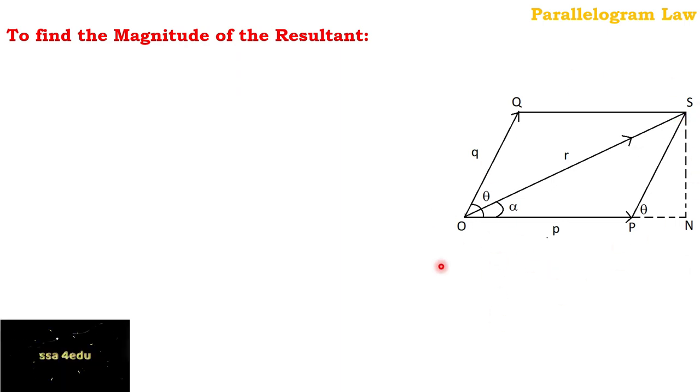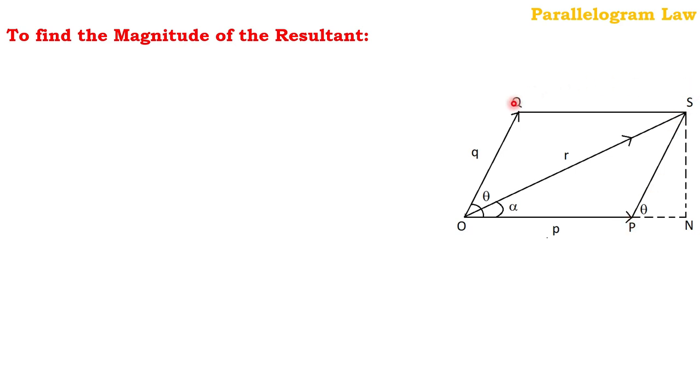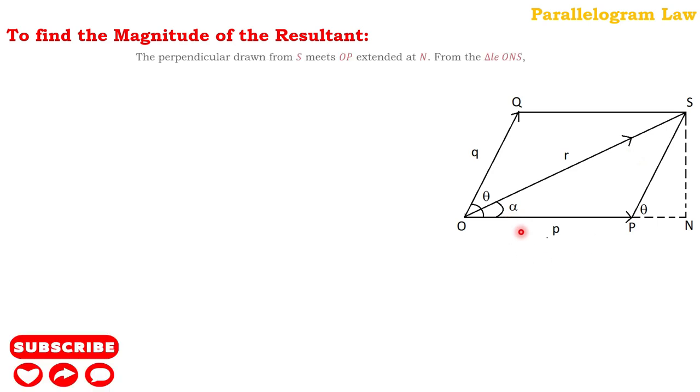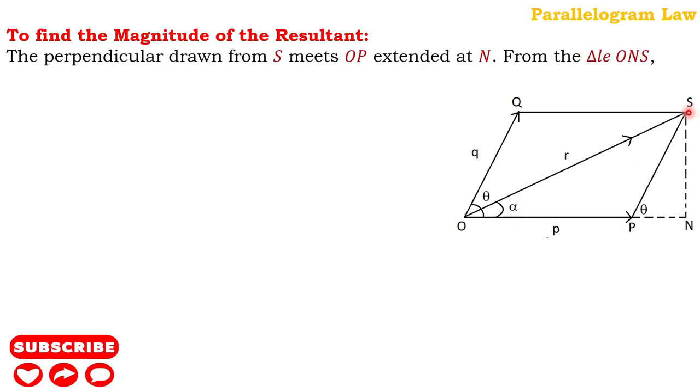As shown in the figure, OPSQ is a parallelogram drawn from the vectors OP bar and OQ bar. OS bar is the principal diagonal and can be represented as the resultant of the two vectors. Let us draw a normal from S to OP extended, which meets at the point N. Now we have two right angle triangles, triangle ONS and at the same time triangle PNS.